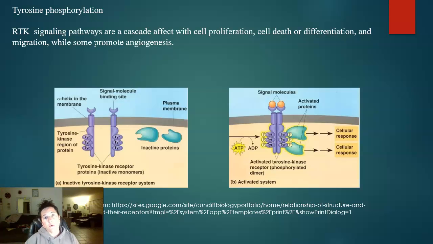So on the right, we would have a signal molecule that would then activate through the alpha helices and, forgive my pronunciation, the juxtamembrane domain. So when this occurs, we have the phosphorylation of the tyrosine.